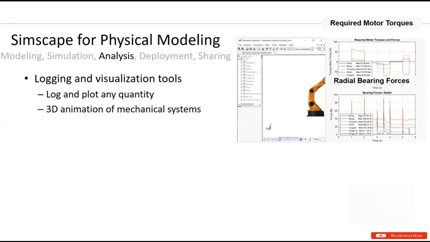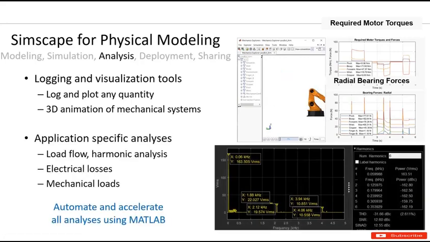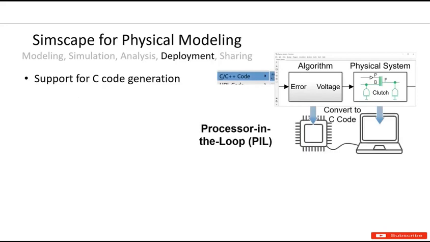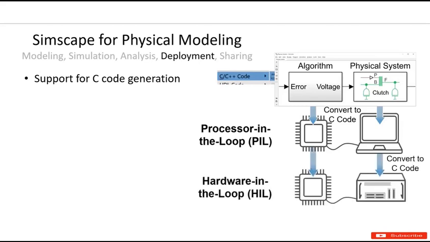And also Simscape offers very good logging and visualization tools, so you can see animations like this. You can even see the 3D animations of your mechanical systems. And as I said, it supports C code generation. So even if you want to deploy your algorithm to hardware, you can do that directly from Simscape, right?